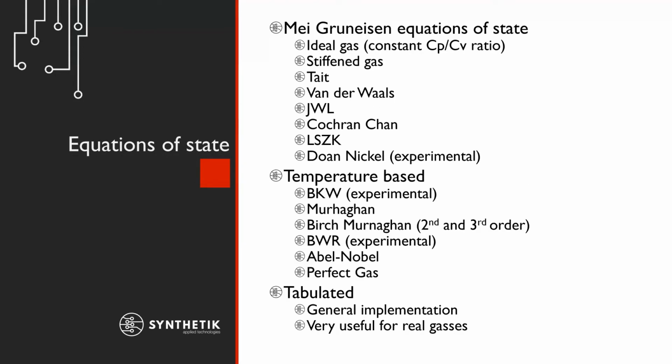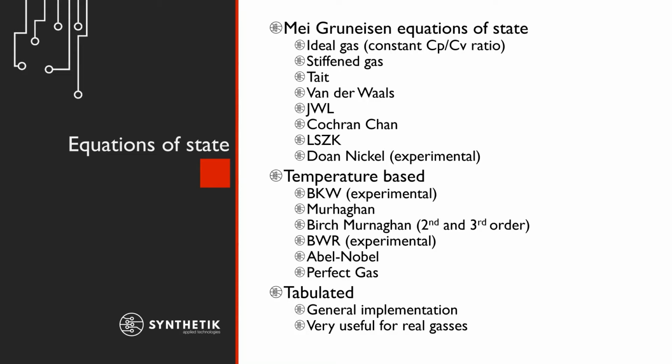Okay, so the available equations of state, as I mentioned, include the Mie-Grüneisen form, which are internal energy-based equations of state. These use a constant Cp-Cv ratio. So it's your standard ideal gas.